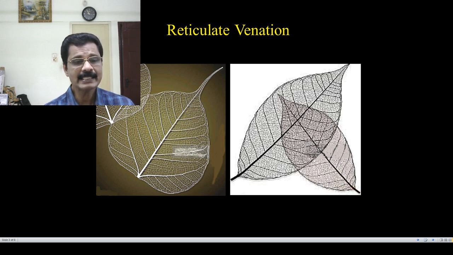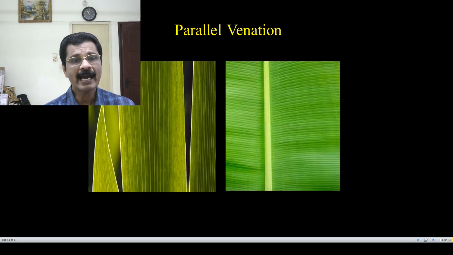Then the second one is parallel venation. Parallel venation is one of the characteristic features of monocot. Usually, again I am using the word usually, the monocot plants have parallel venation. Exceptions are there. That is why I am using the word usually. The monocot plants have parallel venation. Here you can't see any net-like structures. The veins are running parallel to one another in the lamina. That is one of the characteristic features of monocot.